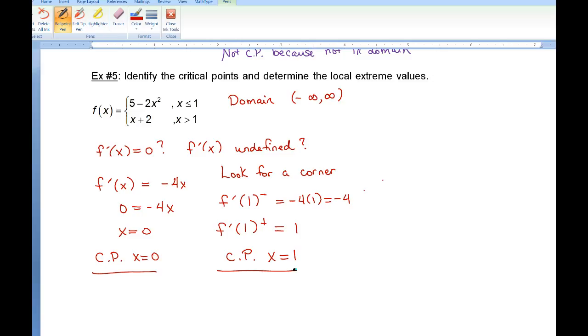Okay, so we can plug in f of 0. F of 0 we have to plug into the first part, so that becomes 5. And f of 1 is 3.